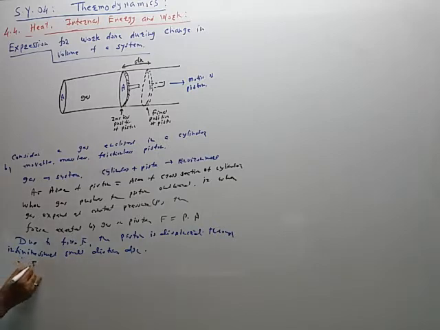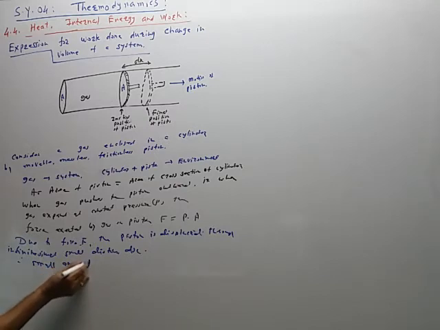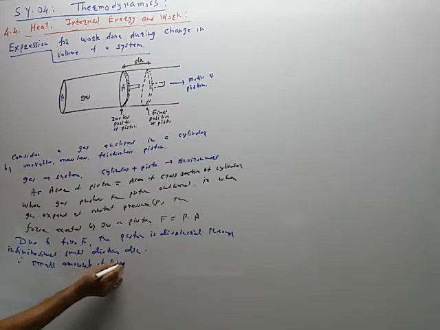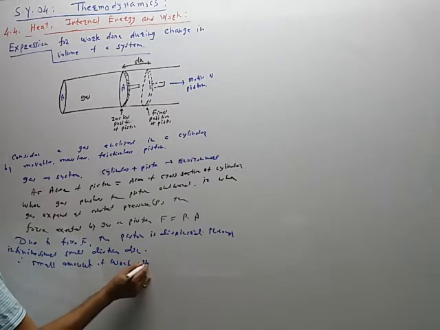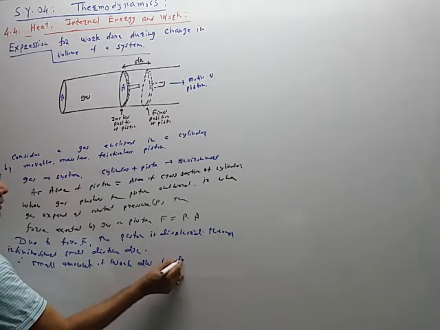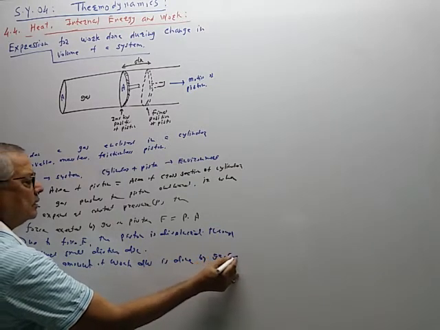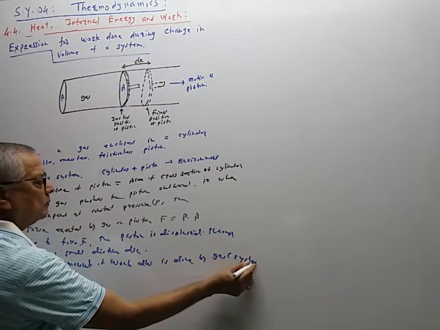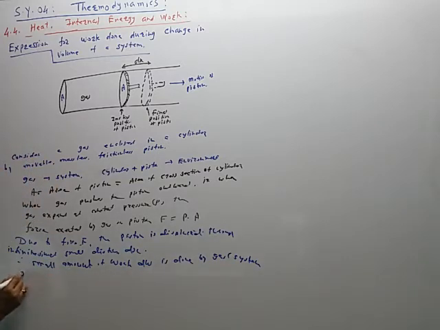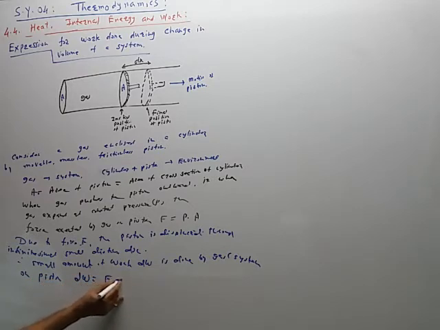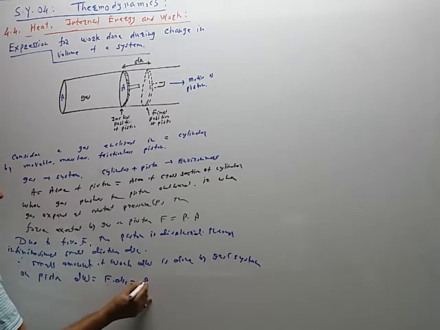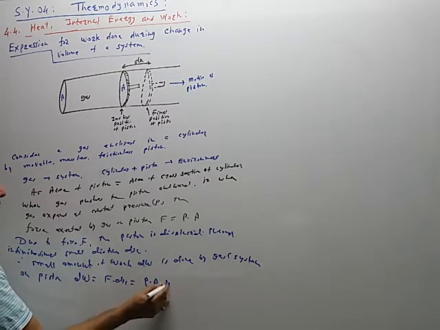Therefore, a small amount of work dW is done by the gas, that is the system, on the piston. dW is equal to force multiplied by displacement, which is equal to P into A into dx.